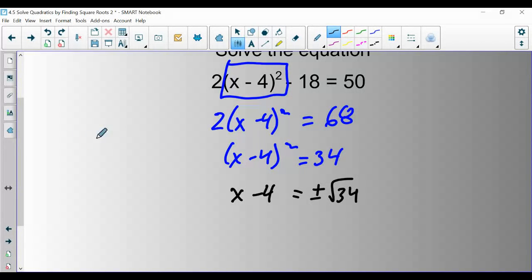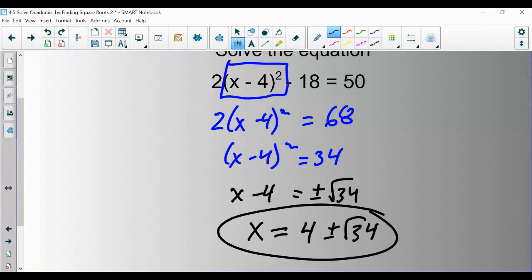Now step 3 is going to come into play. Step 3 said to solve further if needed. And x isn't by itself yet. I need to add 4 to both sides. So I have a positive 4 that needs to be added over here. Rather than putting a plus 4 right here, we like to write that number in front. So this would look like 4 plus or minus the square root of 34, and that's my final answer.